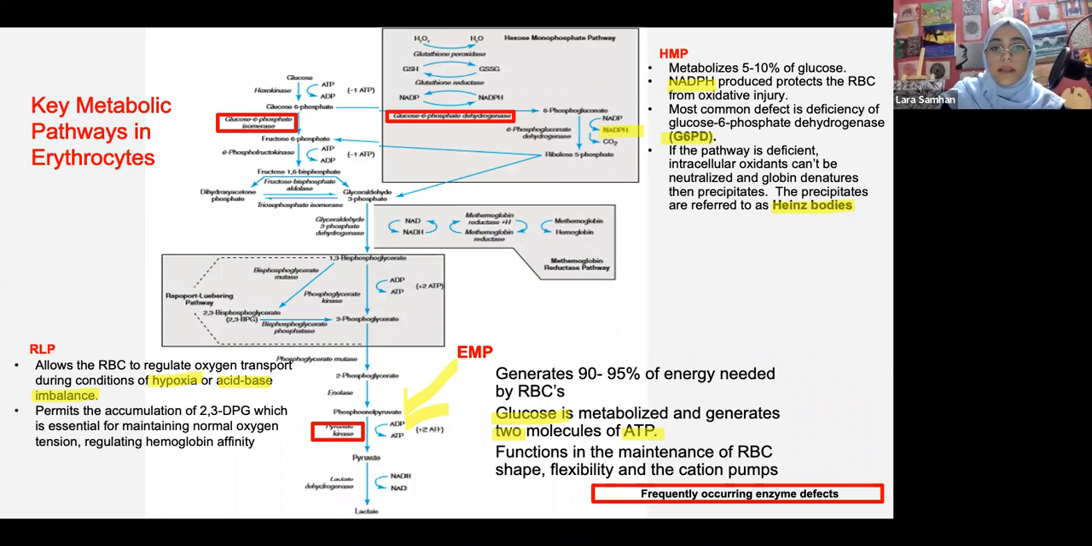This is the number 1. Number 2, we have over here the RLP pathway. It's basically responsible for transporting the RBC that has the oxygen, and also if we have any case of ischemia or low amount of oxygen, in other words, hypoxia, or if we have any imbalances throughout the body, either acid-base imbalance or any other imbalances, this pathway tries to compensate and let the RBC as much as possible have the oxygen.